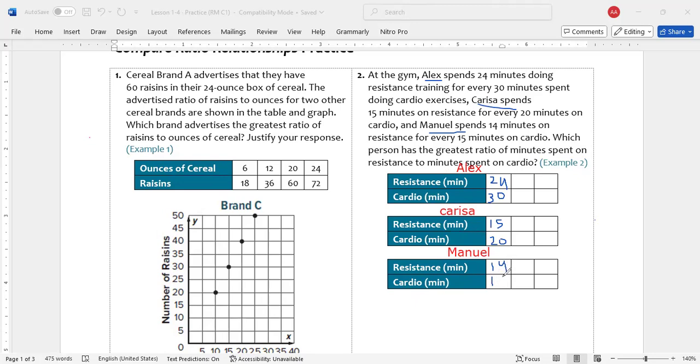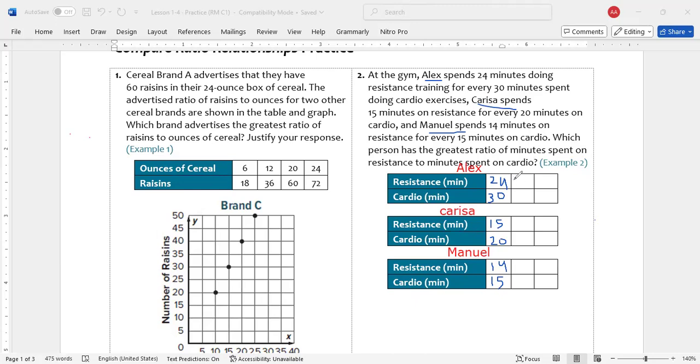14 to 15. Now, the question asks that you must have the same denominator for Alex, Krisa, and Manuel. If we look here, the denominator is 30, here is 20, here is 15. I can't compare which one has the greatest resistance. So the tables have some empty boxes. Let us fill them by creating equivalent ratios. To create equivalent ratios, we just multiply by 2 and 3 and 4 and so on, or there is another option to divide.